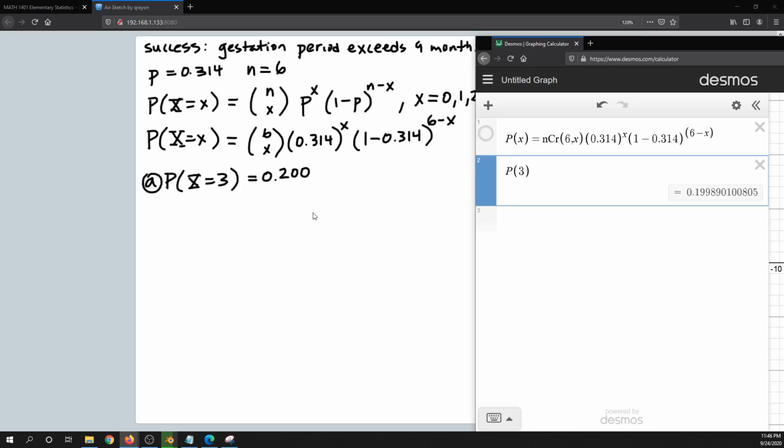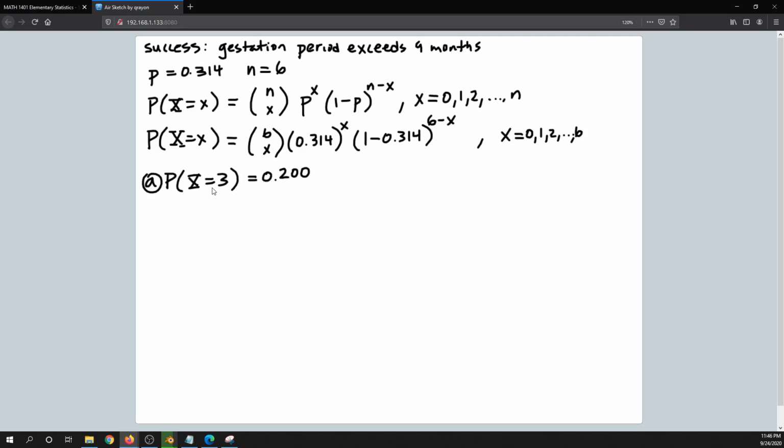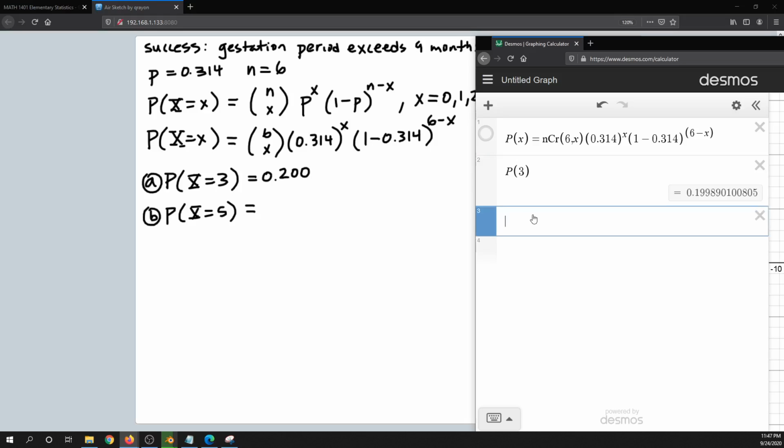In part B, they want to know exactly 5. What's the probability that the random variable is exactly 5? Again, on that one, all you would have to do is plug in the 5. If you have it set up the way I do, you can just type p of 5 and it will plug it in for you. And then you can just read off the answer here. So we can see that we get 0.013.